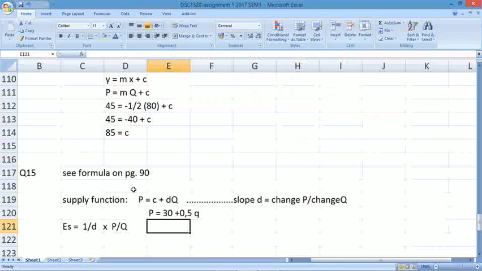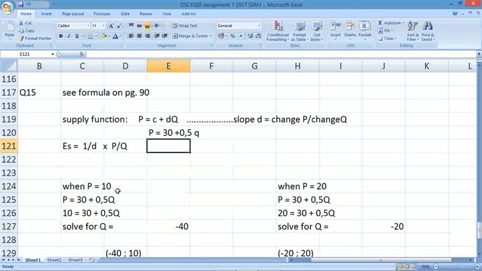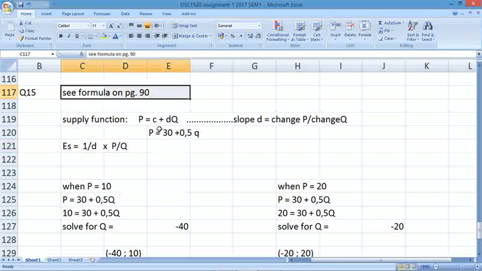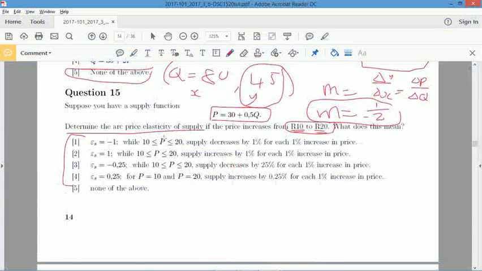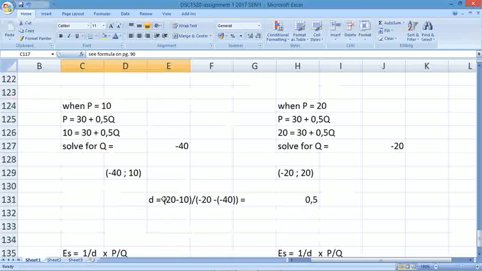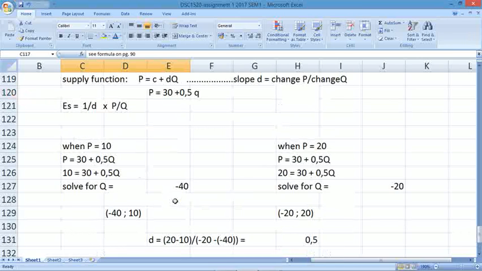When looking at the arc price elasticity, if you look at the textbook, I've put a reference here, see the formula on page 90. You'll see they talk about arc price elasticity of demand, not arc price elasticity of supply. So I do think there is a typo in the actual assignment, because this should have been price elasticity of demand and not price elasticity of supply. I've done a few workings here to show you what it would work out to.